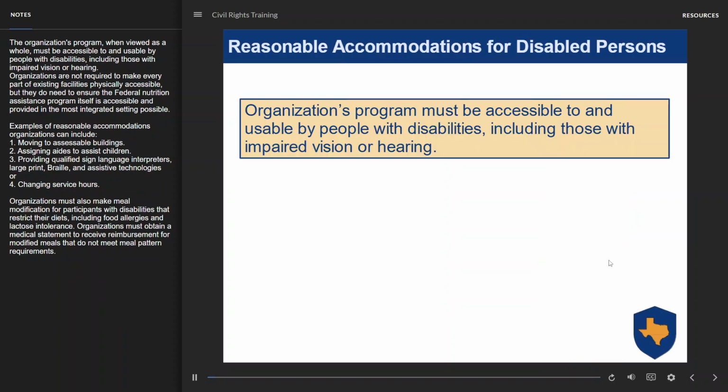The organization's program, when viewed as a whole, must be accessible to and usable by people with disabilities, including those with impaired vision or hearing. Organizations are not required to make every part of existing facilities physically accessible, but they do need to ensure the Federal Nutrition Assistance Program itself is accessible and provided in the most integrated setting possible.